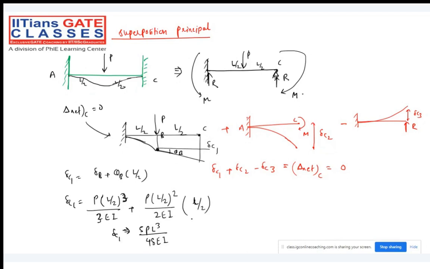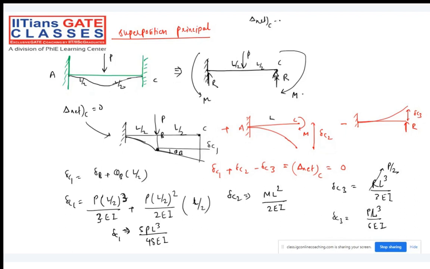What is delta C2, my dear friend? Delta C2 will be ML square divided by 2EI. And what is delta C3? RL cube divided by 3EI. Overall, combining all the things, for delta C3 we know that R is P by 2. When you put P by 2, I'll be getting PL cube divided by 6EI. So ultimately, if I put the net deflection to be 0 at point C, then I'll be getting 5PL cube divided by 48EI plus ML square divided by 2EI minus PL cube divided by 6EI, that is equal to 0.